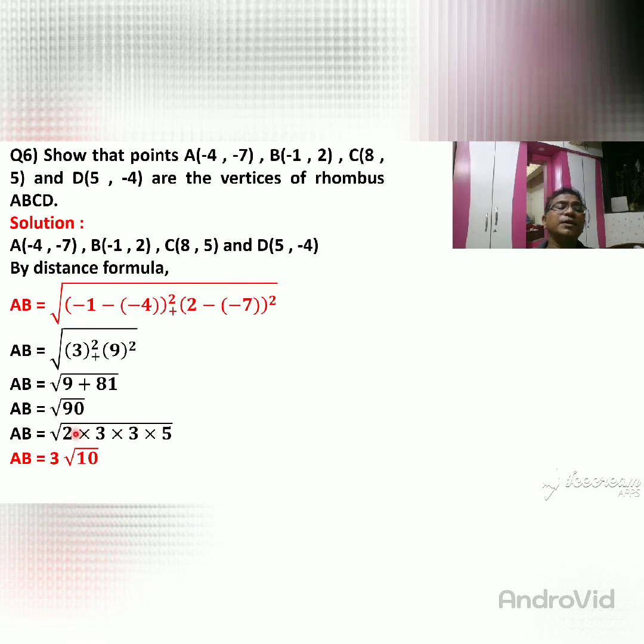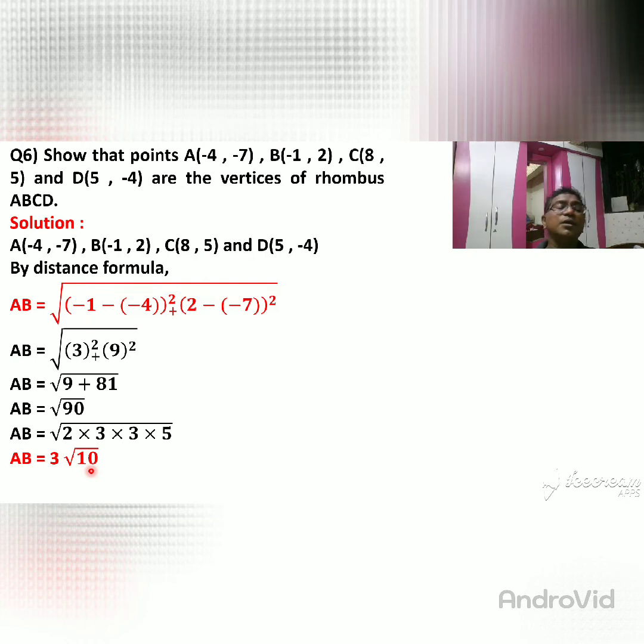This 90 can be factorized: 2 3s are 6, 6 3s are 18, 18 5s are 90. But 3 into 3, so the square root of this number is 3. So I write here 3. Here 2 remains and here 5 remains. So 2 into 5 you get 10. So here it is 3 root 10. So AB is equal to 3 root 10.